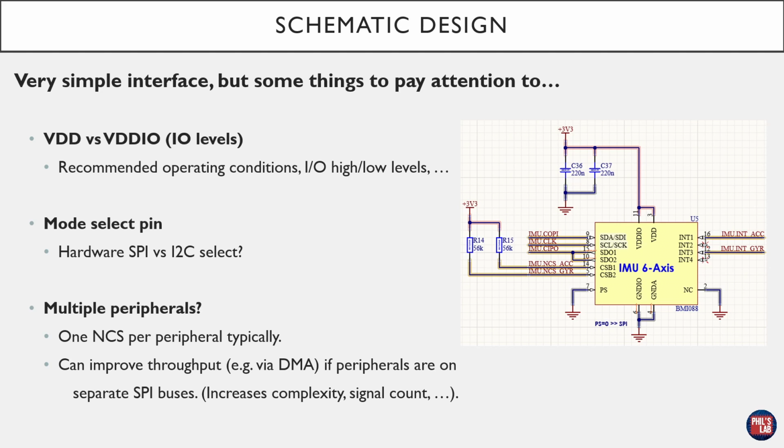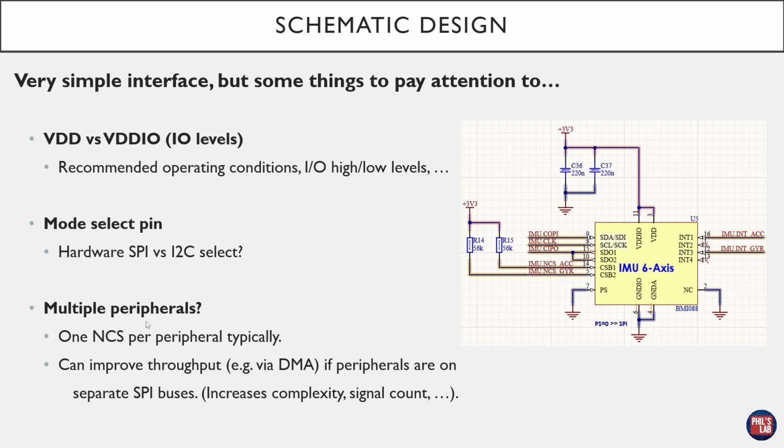Sometimes ICs will also have a mode select pin, so you can select between an SPI interface or an I2C interface. For example, this IMU on the right hand side, this Bosch BMI088, you can see pin 7, the bottom left of this IC, is the PS select pin. Now I've written on the schematic that if PS is pulled low, this becomes an SPI interface, and if PS is pulled high, this becomes an I2C interface. So make sure you've got the right mode selected.